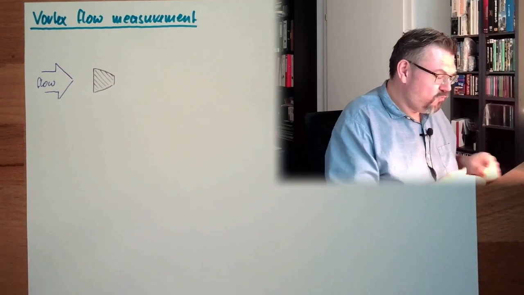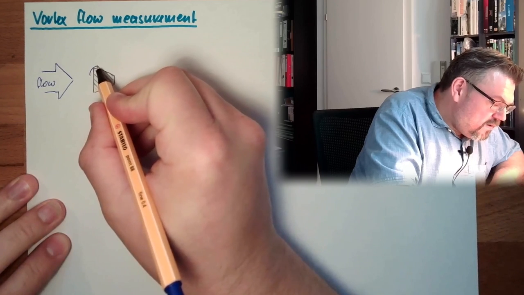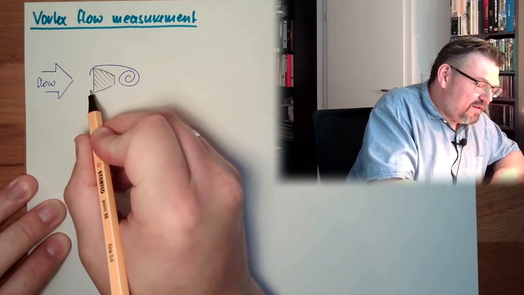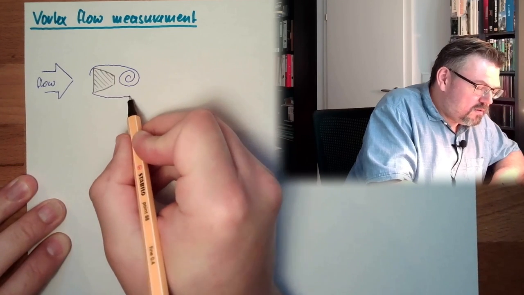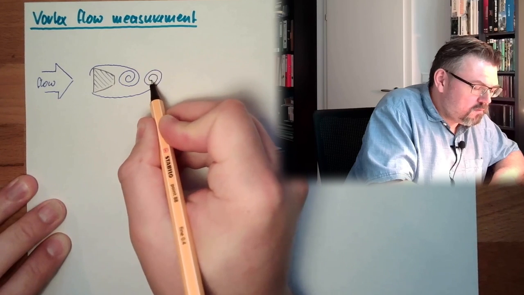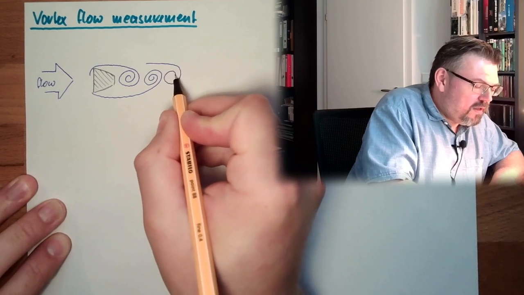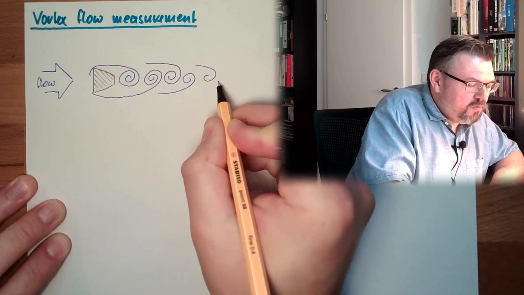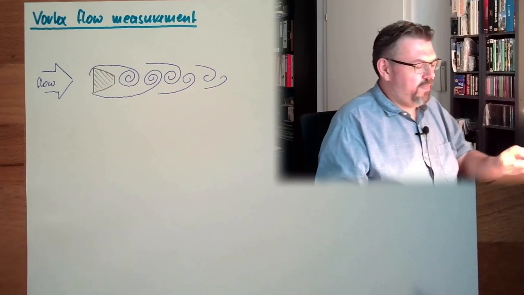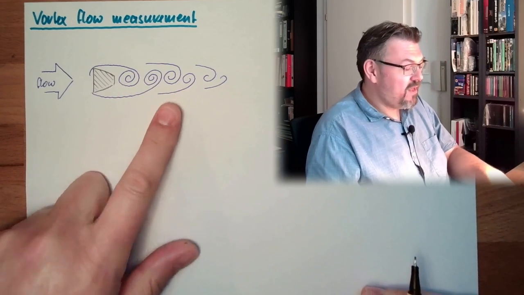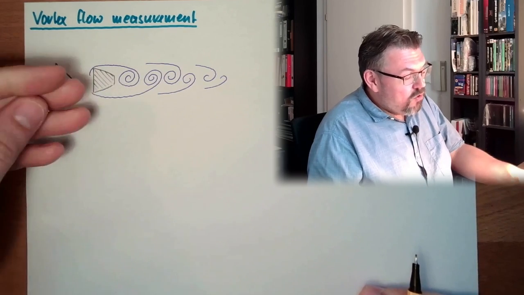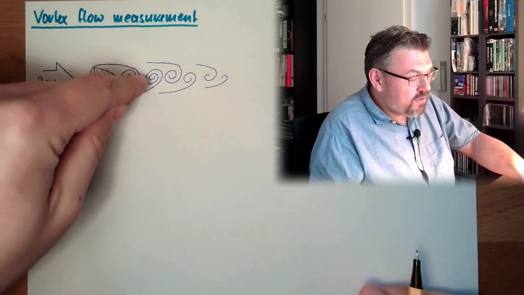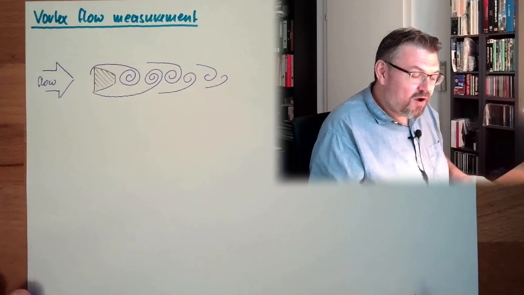There will exist vortexes. So we will see here a vortex, and also here a vortex. Here a vortex. And they will alternate. And at some point in time they will disappear. So we have one vortex after the other, and this vortex is getting loose of the body, and is drifting. And there's always one vortex in this direction, the other vortex in this direction, and they are alternating.